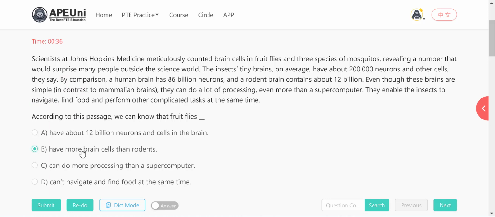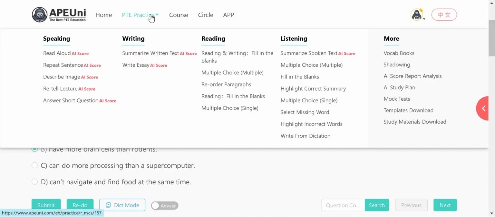They are usually not very hard. So if you are good in reading and you are fast, you can do them. Otherwise, it's not very important. Again, as I said, multiple choice multiple answer, reorder paragraph, and multiple choice single answers are not that important if you are doing so well in reading and writing fill in the blank.